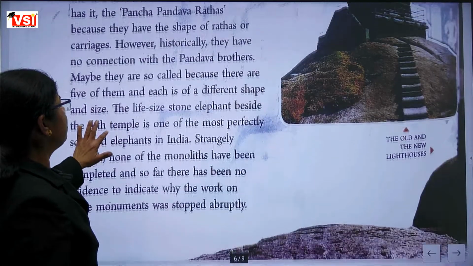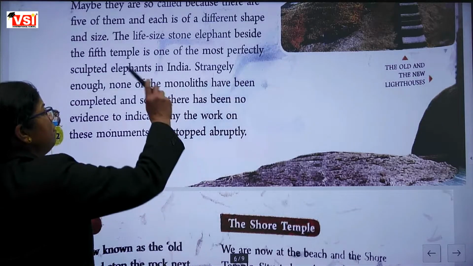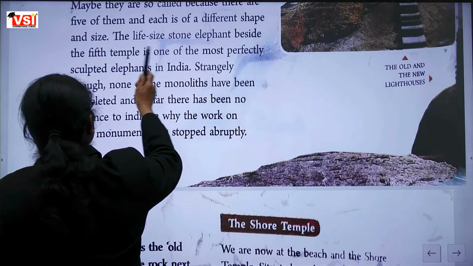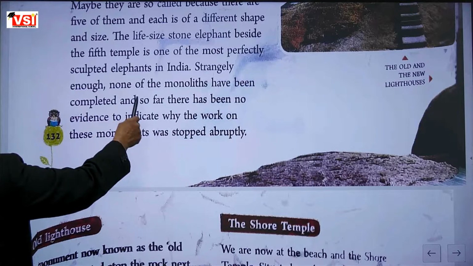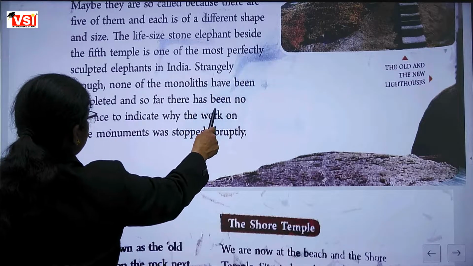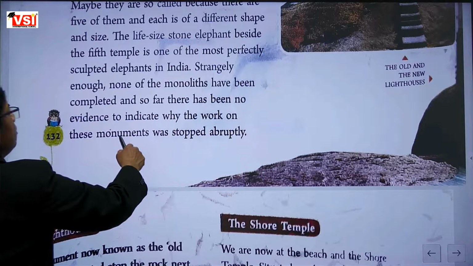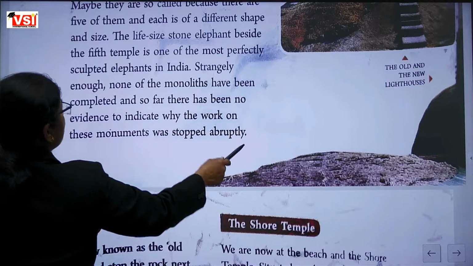The life-size stone elephant beside the 5th temple is one of the most perfectly sculptured elephants in India. Strangely enough, none of the monoliths have been completed, and so far there has been no evidence to indicate why the work on these monuments was stopped abruptly.